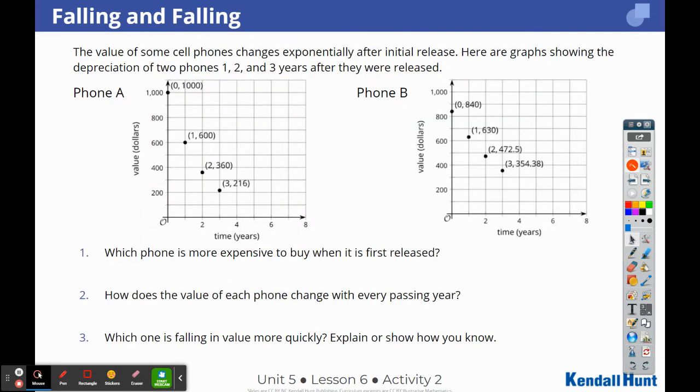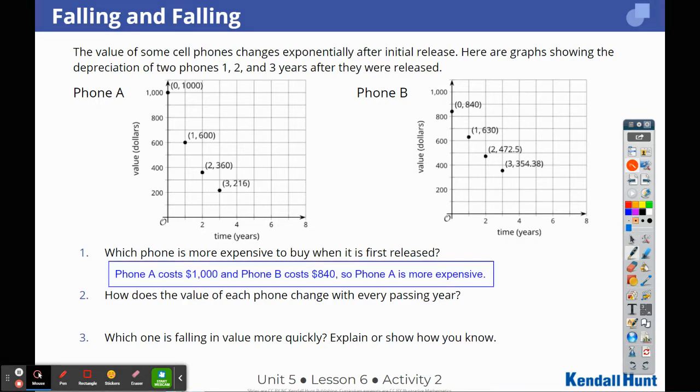All right, so this first example we're going to look at is the value of cell phones changing exponentially. So we have phone A and phone B, and they're depreciating over time. Which phone is more expensive to buy when it's first released? And so we can figure this out just by looking at the graph.